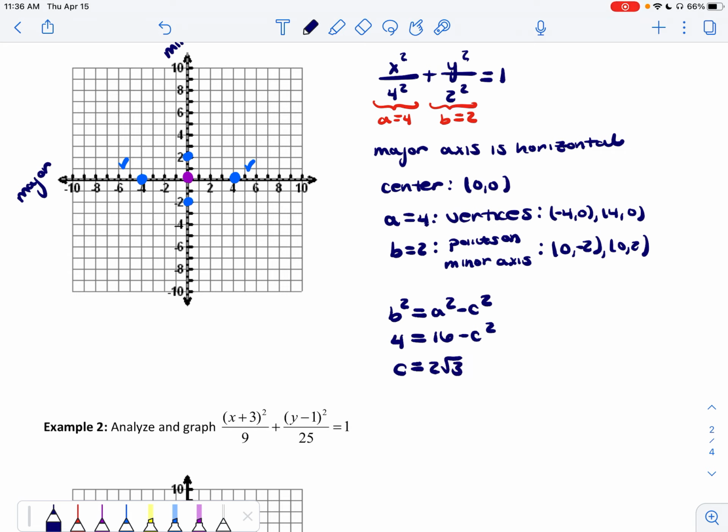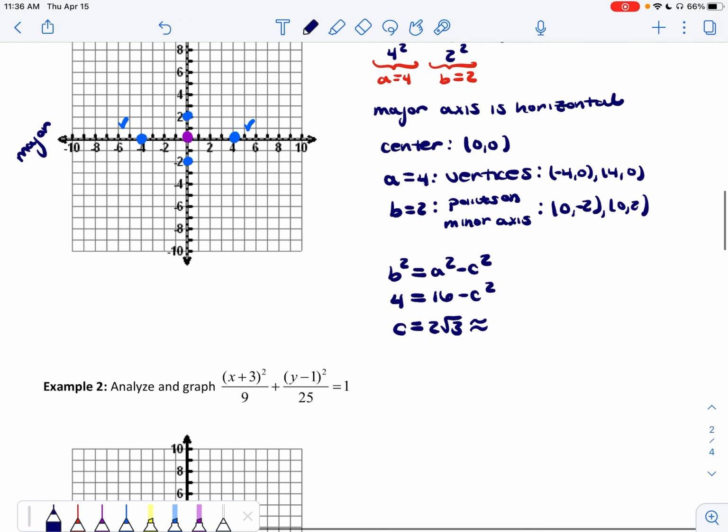Now, since we're plotting these points, we might as well go ahead and get this as a decimal. So if you plug 2 root 3 into your calculator, you're going to get about 3.46.